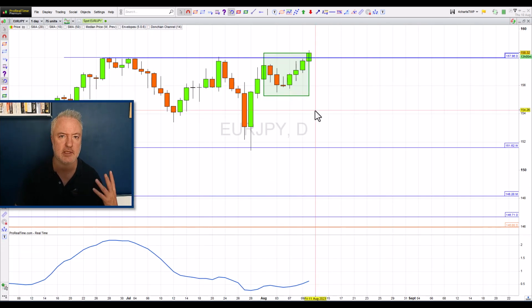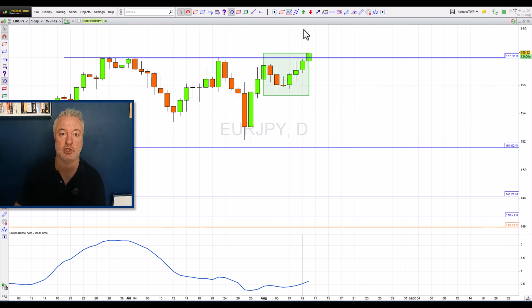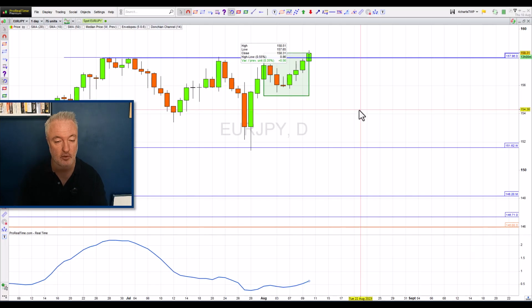I've been talking about the yen pairs being predominantly bullish. So let's go to a different layout. Let's go over to this layout.